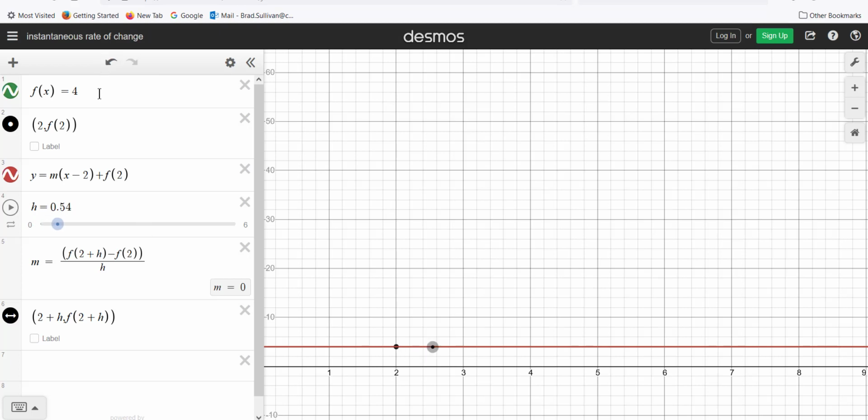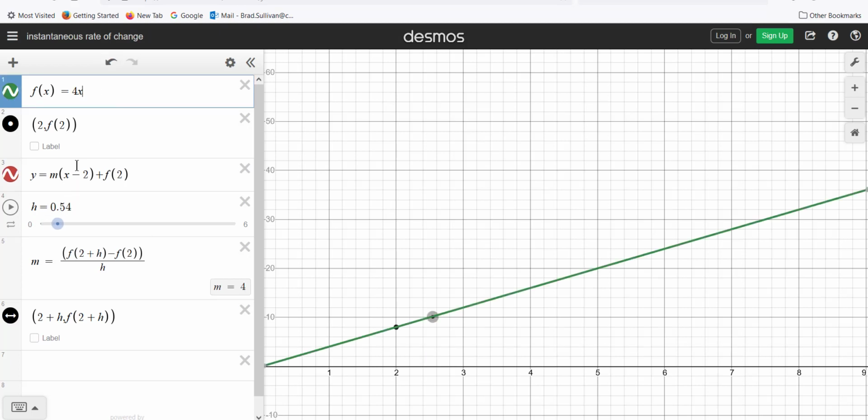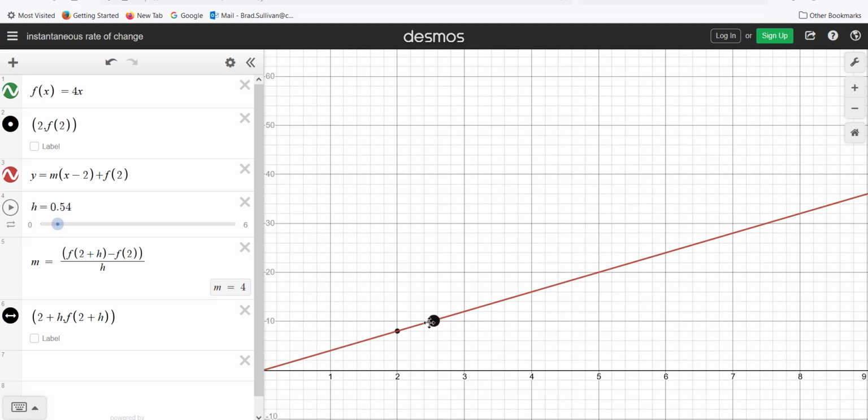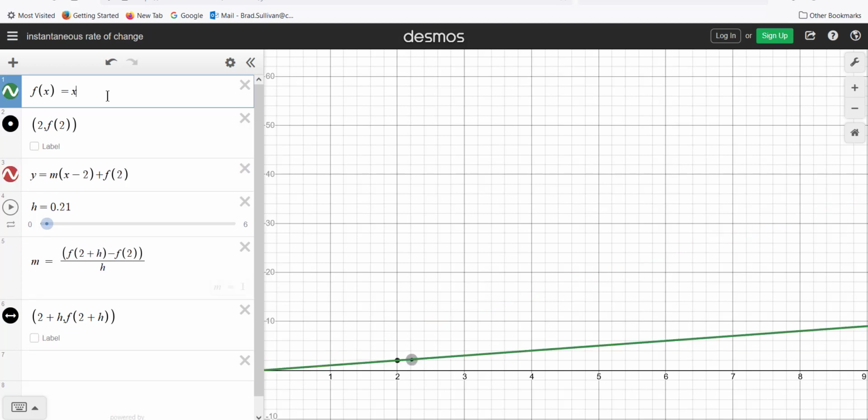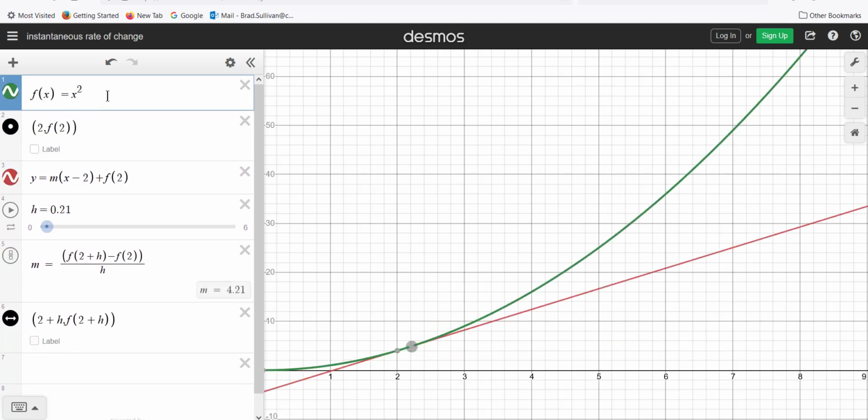And then if I make this into a linear function, like say 4x, well, I've got a slope of 4. You know you have a slope of 4 because that's linear. And again, it doesn't really matter where you are on that. As h gets closer and closer to 0 in this difference quotient, you're still going to have a slope of 4. Now, when you get into a quadratic, this is where it changes a little bit.